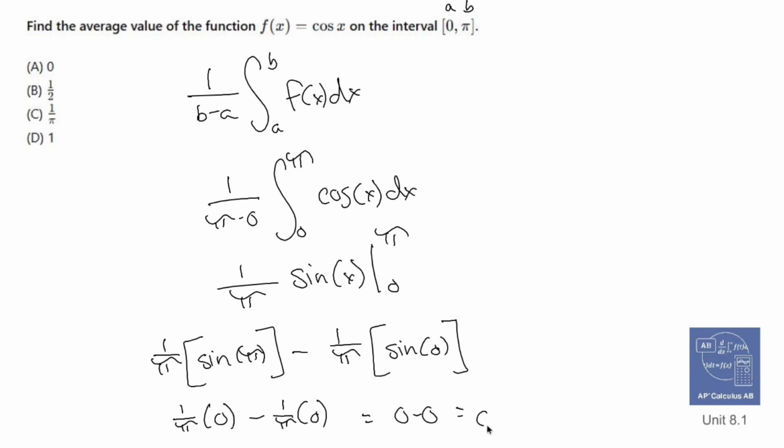Let me get my calculator. 0. The answer is 0, which should make sense because, if you were to graph cosine from 0 to pi, you're going to get nothing for the average value because you're going to go from 1 to -1. And the average value of 1 and -1 is 1 plus -1 divided by 2, which is nothing. So it all makes sense in the end.